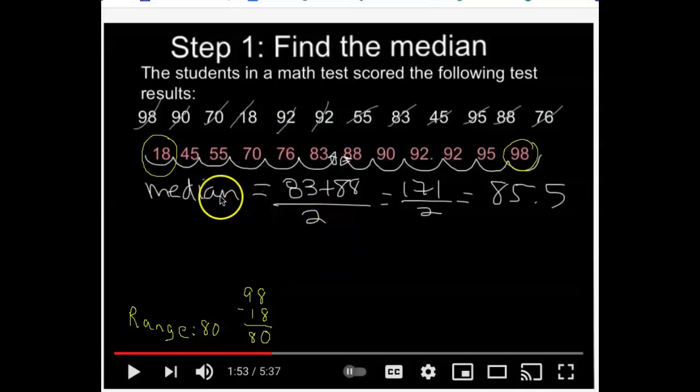Okay, so she's calculated our median for us. I'm going to have us stop to calculate the first quartile and the third quartile. So be prepared to do some more calculation.